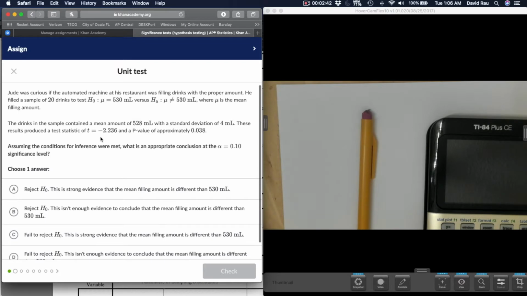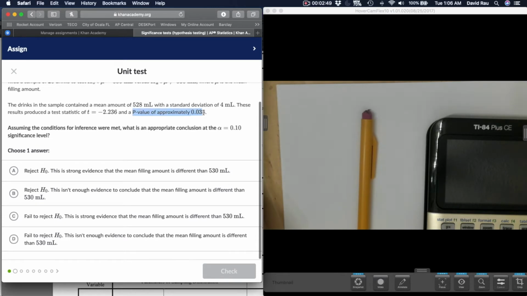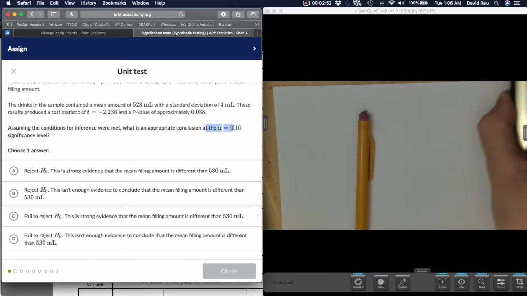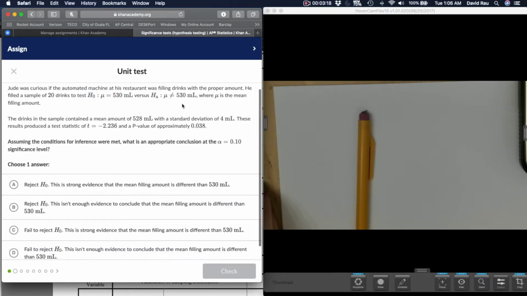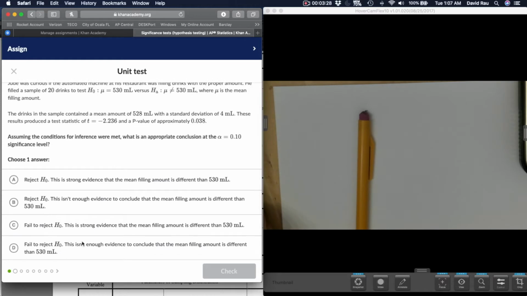So next we have a hypothesis test, and we have alpha 0.10. So what should we conclude? Well, we have a p-value, we have an alpha, and the main idea is that if the p-value is less than alpha, we can reject. So it's definitely A or B. Now let's see what we were trying to reject. We were trying to see if we were just filling drinks with the automated amount. So in other words, if we're going to reject H0, then we're saying that it actually is different than 530. So since we're rejecting, there is evidence. Those are things that go hand in hand. If you reject, there is evidence. If you don't reject, there isn't evidence.